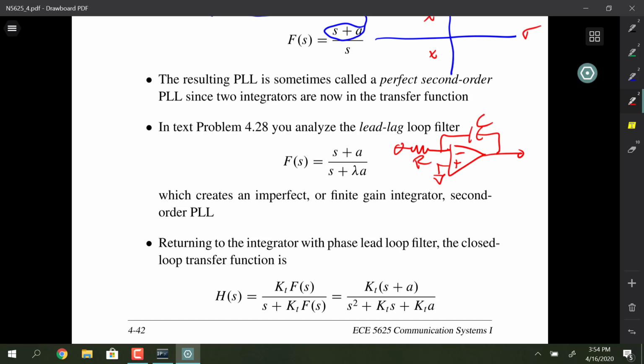It should have run off to the rail, a power supply rail, like positive or negative voltage or something like that.